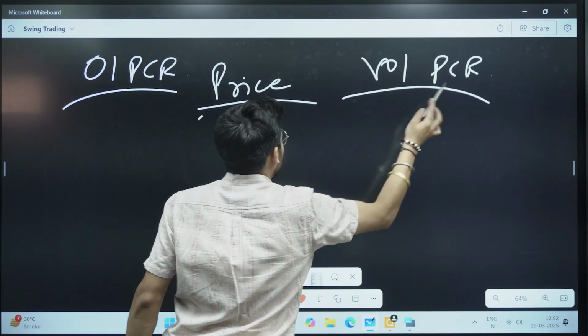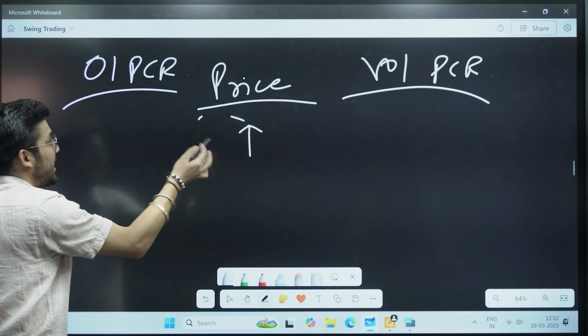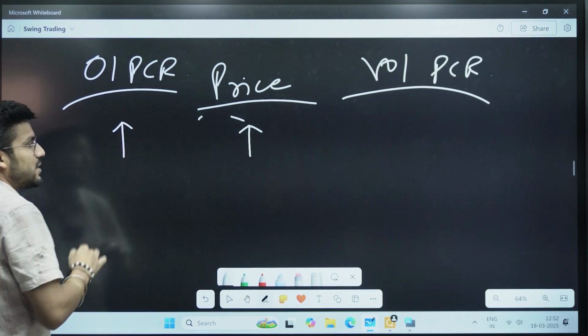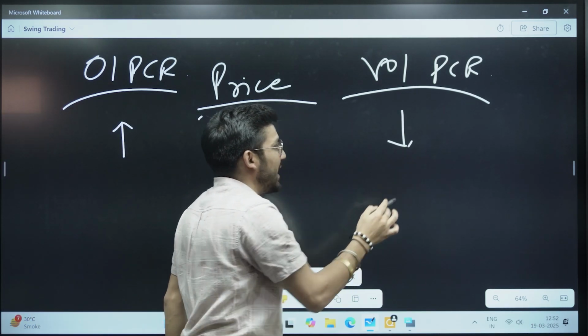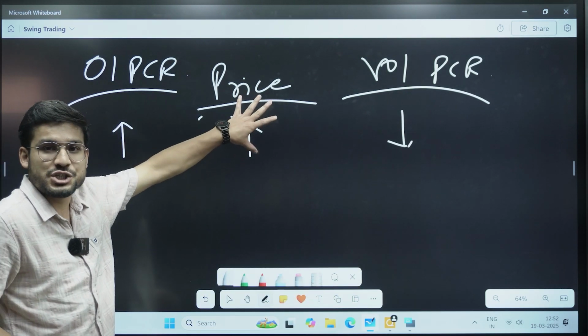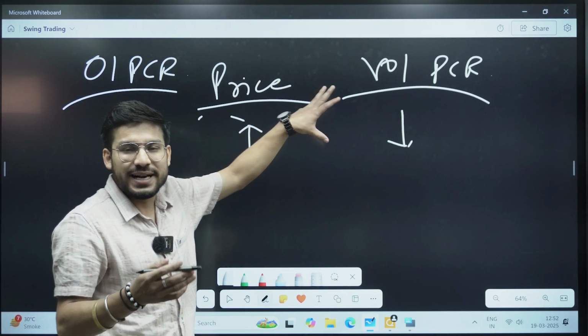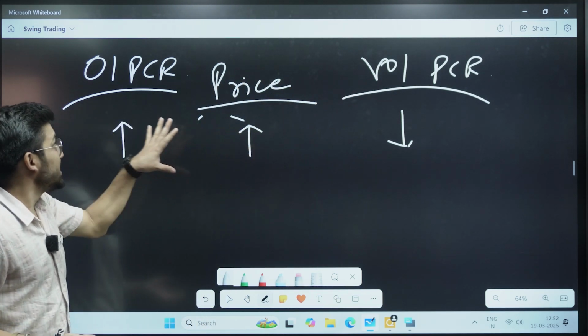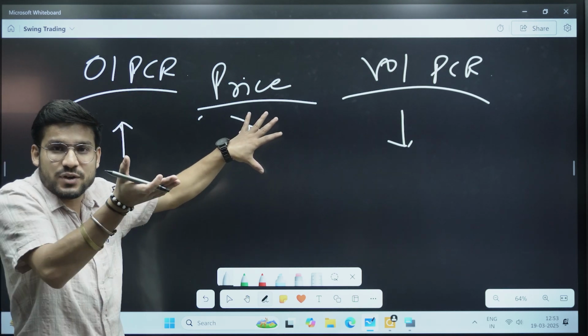Okay, so if my price will increase, at that time my OI PCR should also increase, right? And at that time if my volume PCR is decreasing, that means it is a perfect bullish trend, or this stock is showing me a perfect bullish sentiment, you can say, right? Why? Because the OI PCR is increasing and it is directly proportional to the price. It means the price will increase further, right?